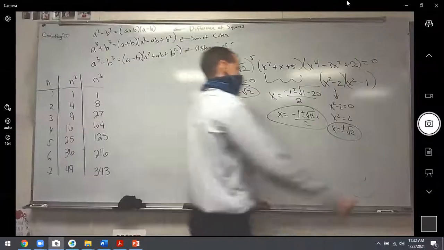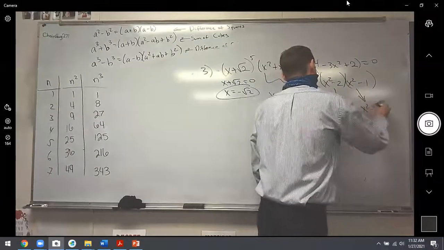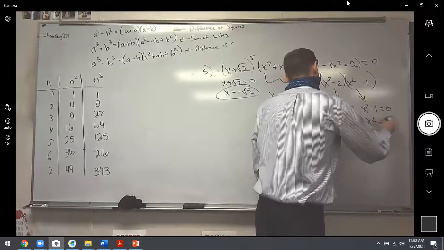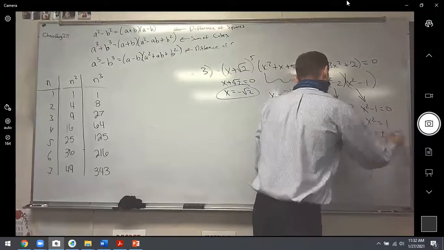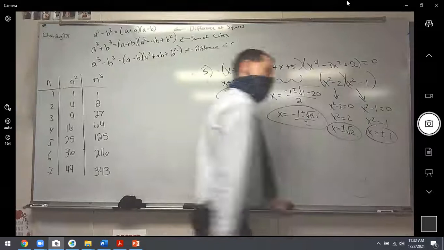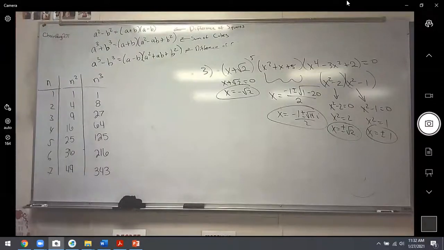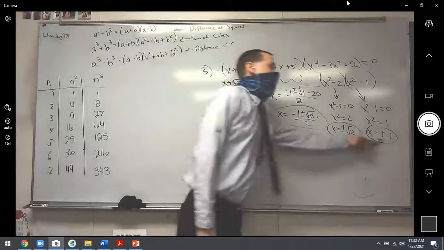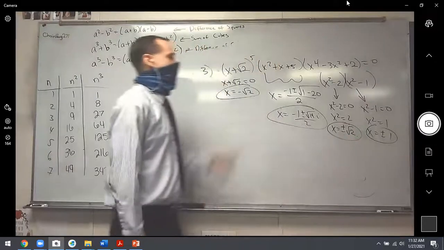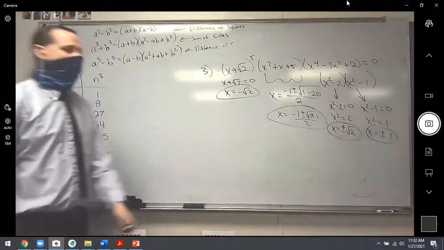And this one, well, if x squared minus 1 is 0, then x squared is 1. And if you take the square root of 1, it's just 1. Don't forget your plus or minus. So the 2 other answers are plus or minus 1. And notice we have all 11. Doesn't look like 11. 1, 2, 3, 4, 5, 6, plus 5 of those, right?